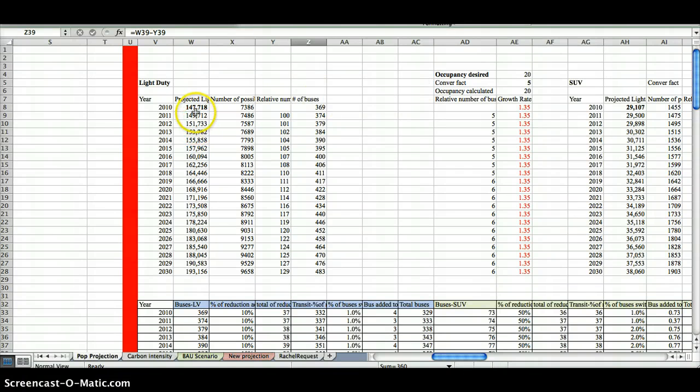This is the number of vehicles projected year per year under this growth rate. Likewise, we can modify the growth rate for each year. And this is the number of possible transit riders, the people who, according to this occupancy level, are going to represent this number of lighter vehicles.